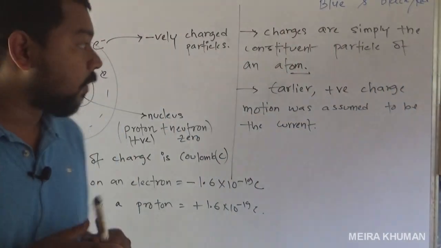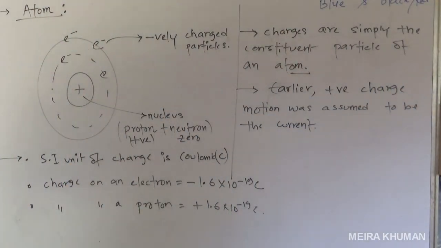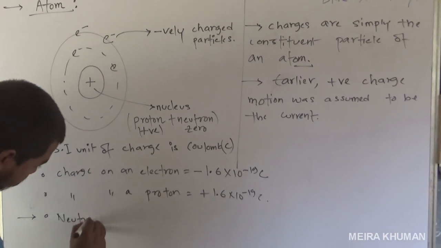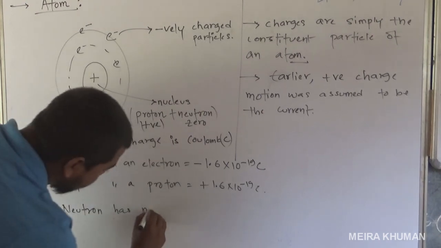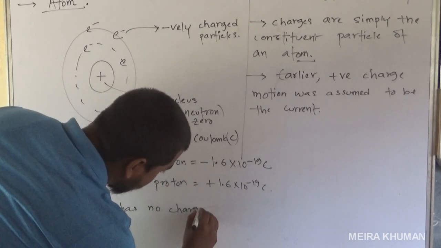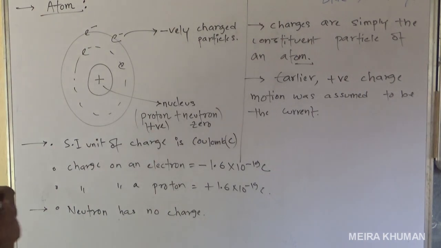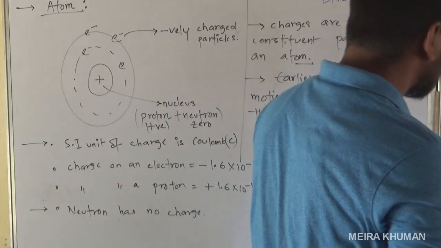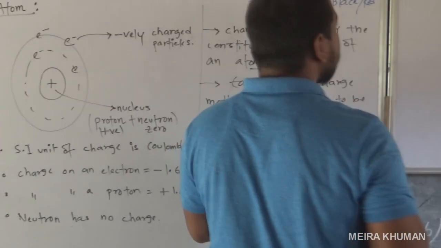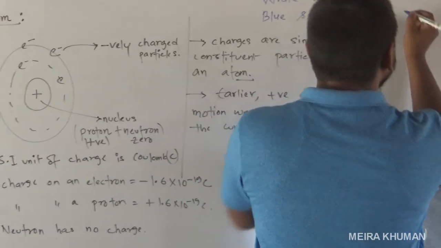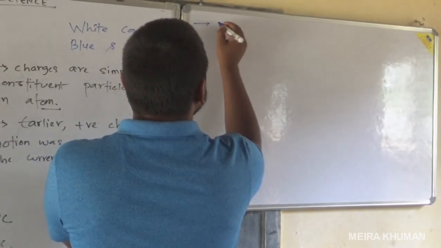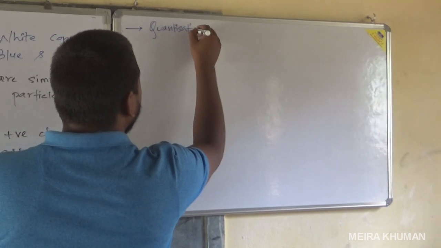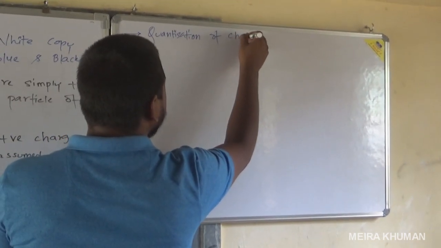Now further moving with the concept of charge, neutron has no charge. Now we will try to understand what is quantization of charge. Thereafter we will move on to the definition of electric current. So let us see what is quantization of charge. This is also known as what? Conservation of charge. Okay. So quantization of charge.